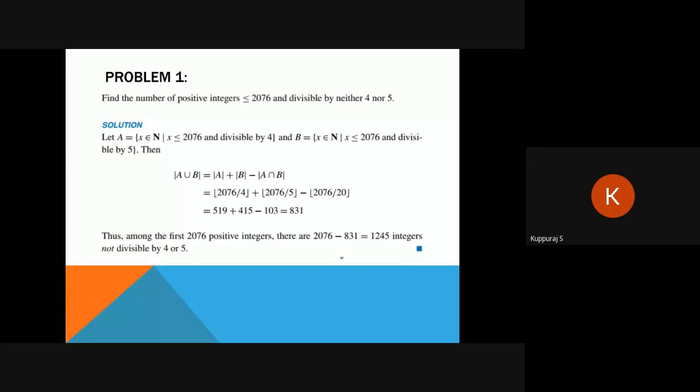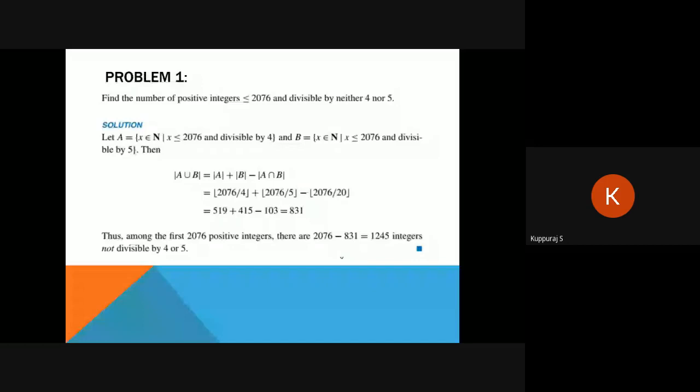In that case, I have to think about the opposite statement. What is the opposite statement of not divisible by 4 and not divisible by 5? The opposite statement is that at least that number is divisible by 4 or 5. 'Or' means union. So now we have the formula for A union B.